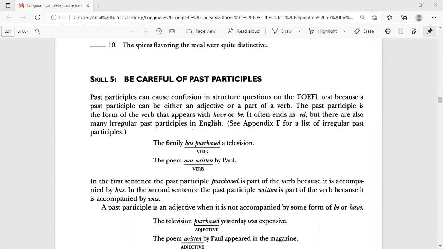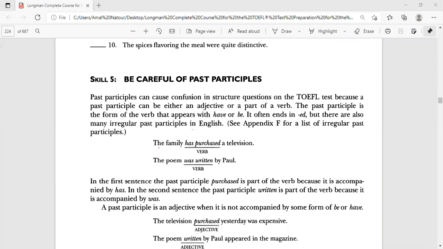If we look at this sentence, in the first sentence, purchased here is an adjective rather than a verb. Why? Because it is not accompanied by a form of be or have. And there is a verb here, which is was, later in the sentence.